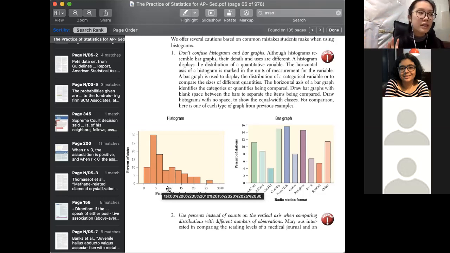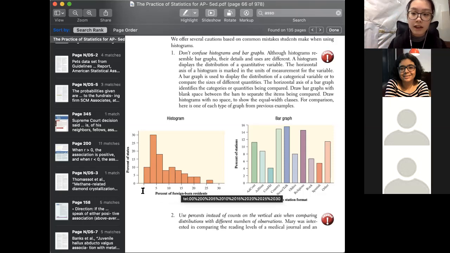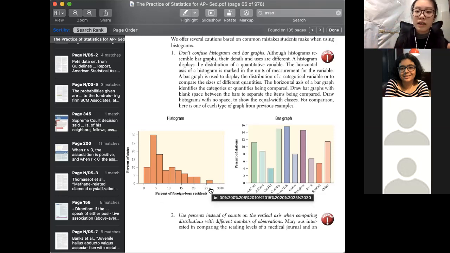After S for shape, O for outlier, and C for center, the last is spread. So spread mostly describes the range. For this, the range is from 0 to 22.5, and you can also say the range is 22.5 minus 0, which equals 22.5.